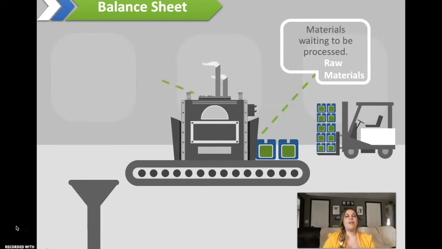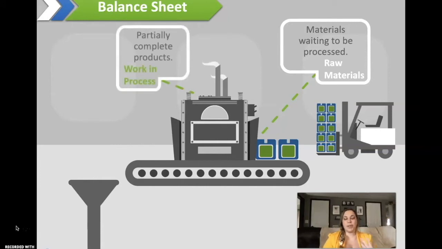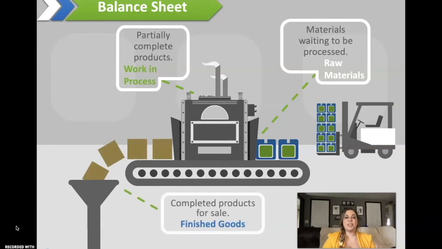Next, we have work in process, better known as the WIP, W-I-P. This is the product that we're making, and it's partially complete at the time of counting our inventory. It's inventory that we have started making, it's just not quite finished yet. The third category of inventory would be the stuff that's done. This is called finished goods. So we have completed products for sale.